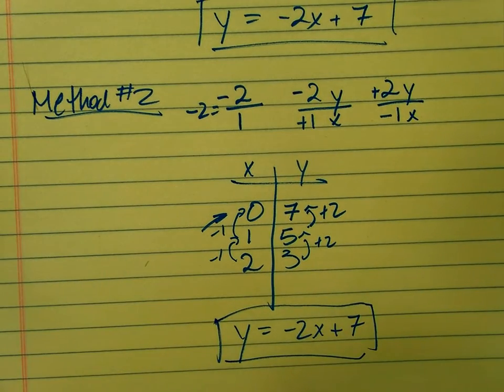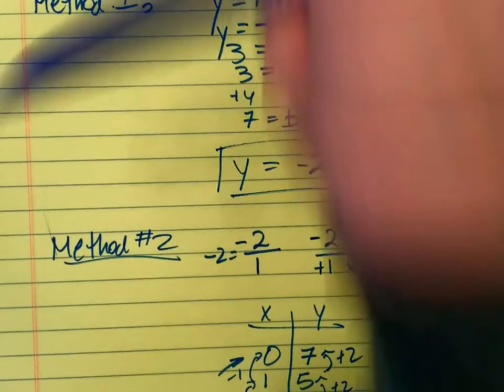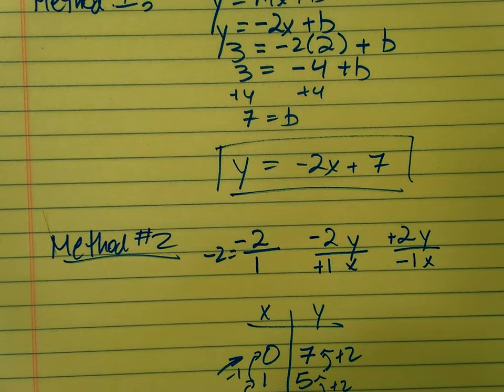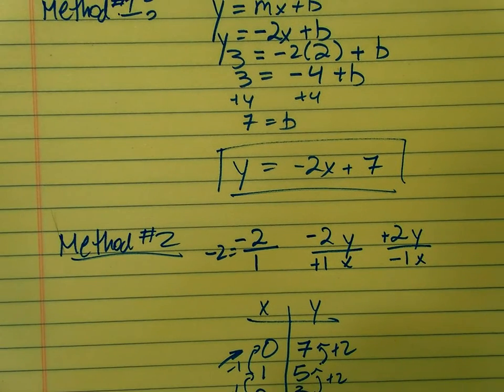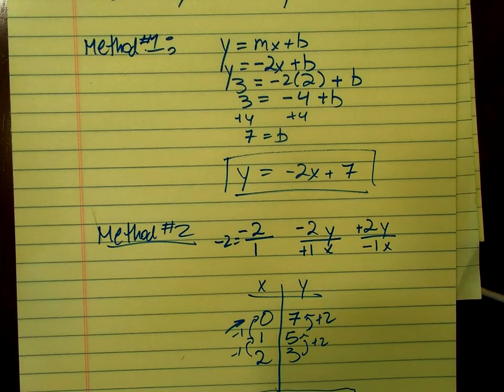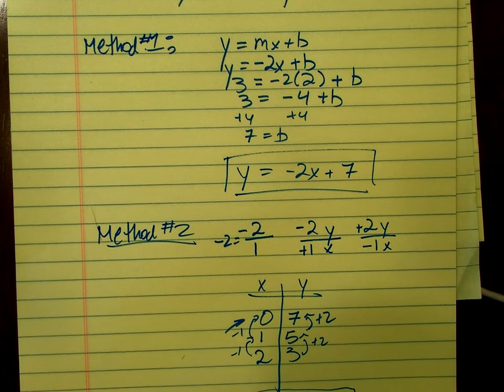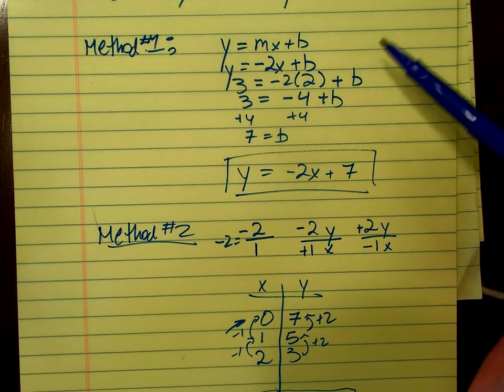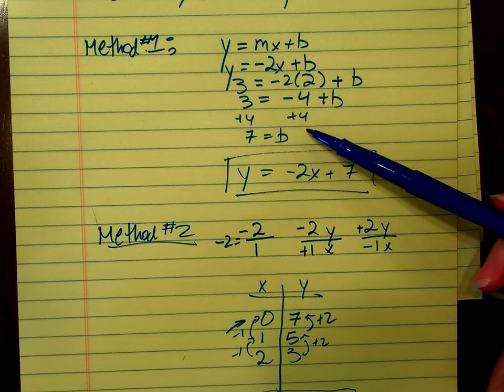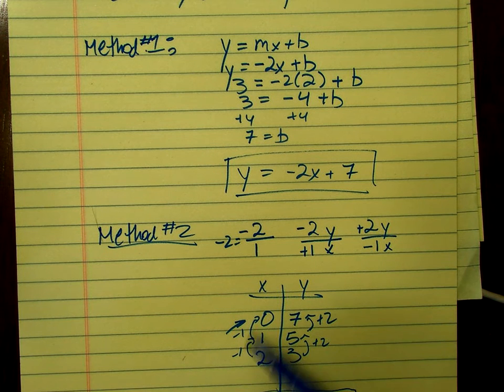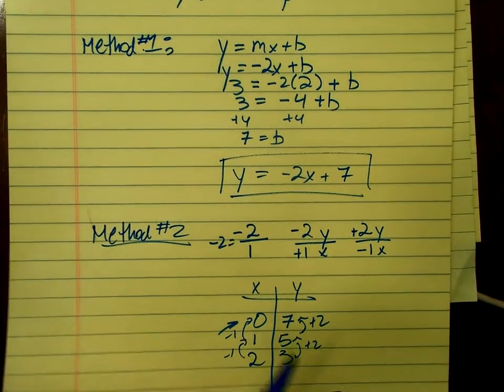Pick your favorite method. I don't care personally which one you use. Both are excellent mathematical reasoning. To zoom out a little bit here in case you want to take a picture of this, all you're doing is you're taking your point and either plugging it into the equation and solving algebraically, or you're reasoning in a table what it has to be based on your slope. Let's do one more together.